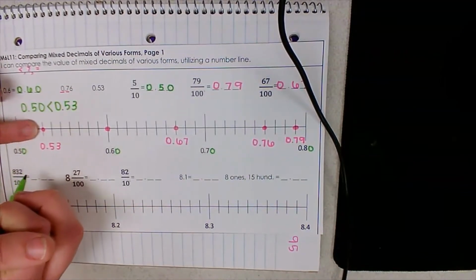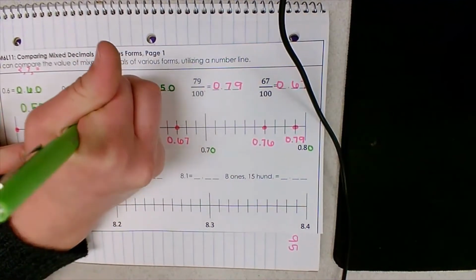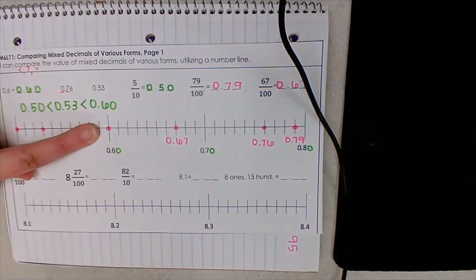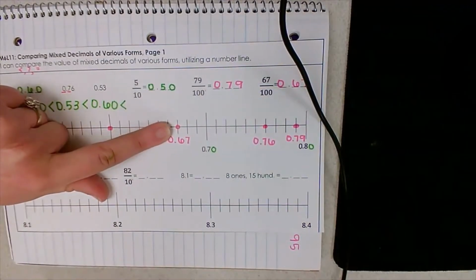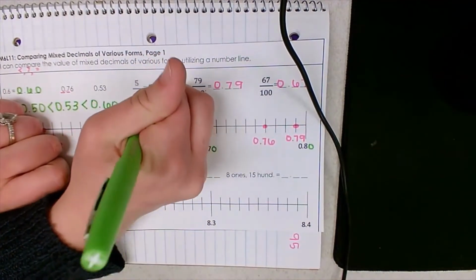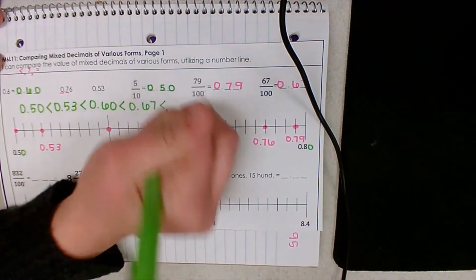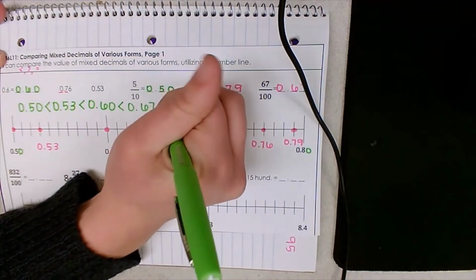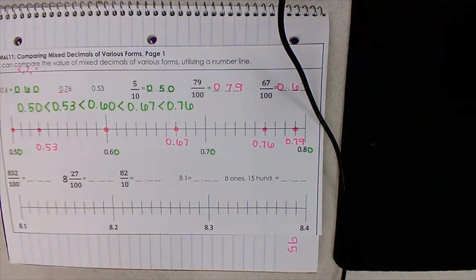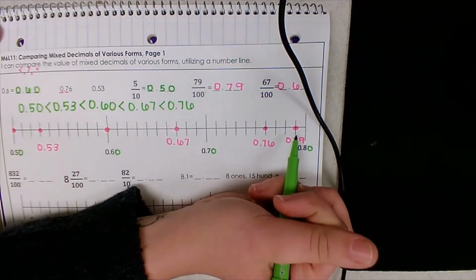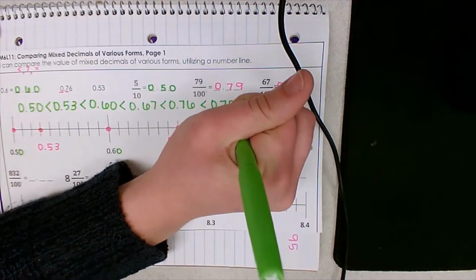Keep moving up the number line. My next point is at 0 and 60 hundredths, which is less than, go to the next number, 0 and 67 hundredths, which is less than, keep going, 0 and 76 hundredths. And finally, our last point right before the end of our number line, 0 and 79 hundredths.